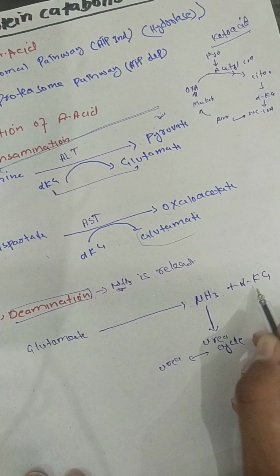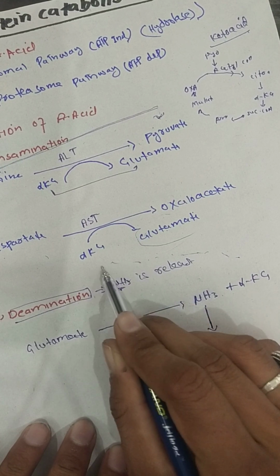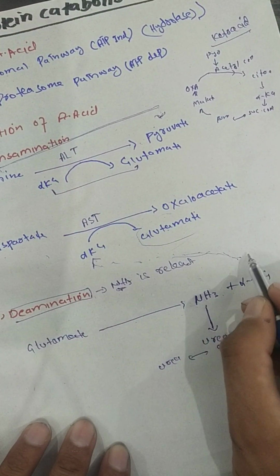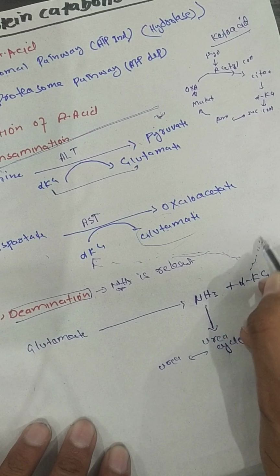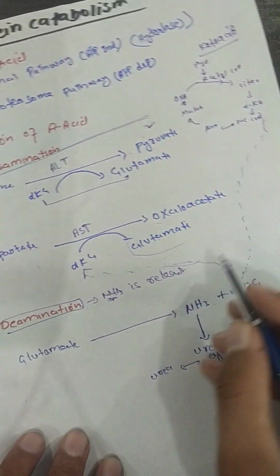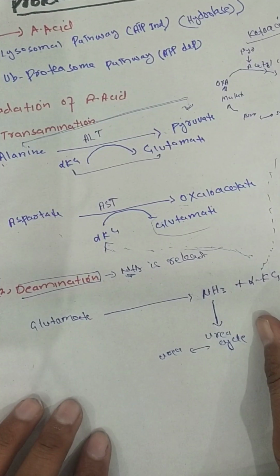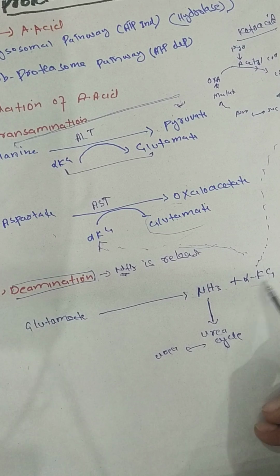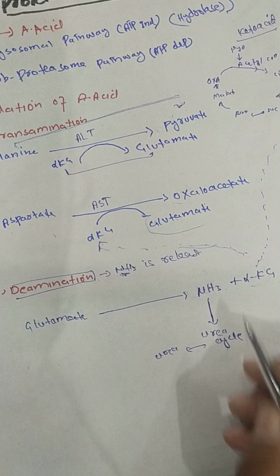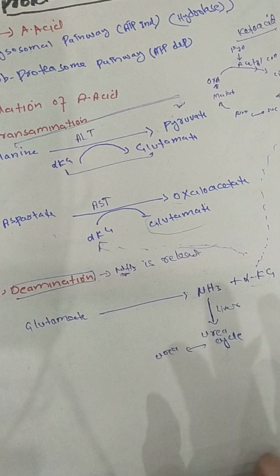And what about alpha ketoglutarate? It is used again in the transamination reaction, and it can also go into the TCA cycle, because it is a part of the TCA cycle. So it has many uses, and NH3 is just waste. It goes to the liver, in which the urea cycle is present, and it is converted into urea.